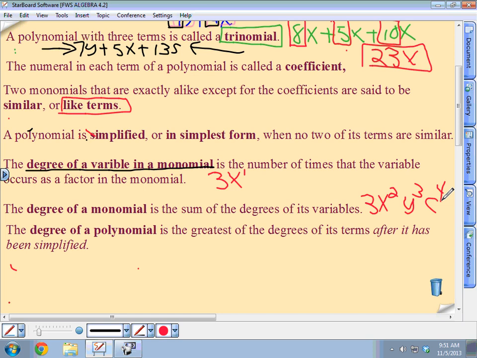So what's the degree of this monomial, Desiree, that Shay gave us? This is the one she just did here. 3x squared, y cubed, c to the 4th power. What is it? Yes, it's a 9th degree monomial. Because if I added up the degrees of all of my variables, I would get 9. So that's all that they're asking.